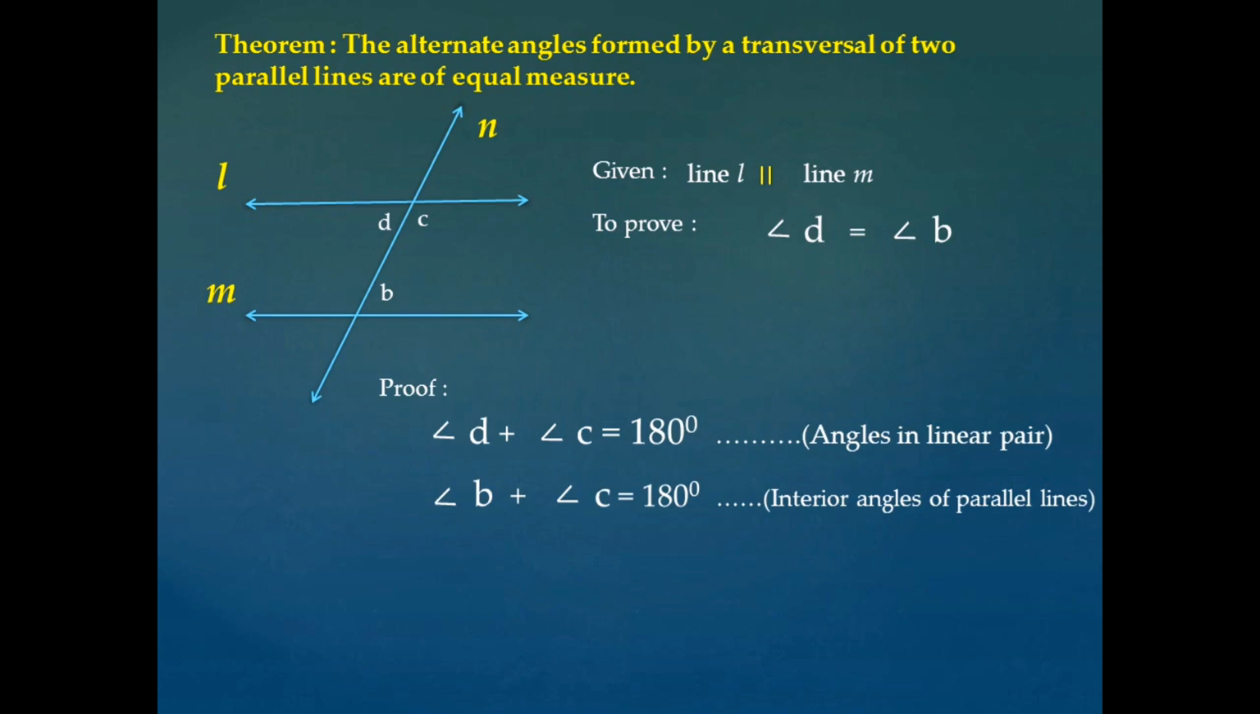So these are the two equations. From these two we can conclude, as the right hand sides are equal, so the left hand sides must be. That is, the left hand side of equation 1 is angle D plus angle C, which is equal to the left hand side of equation 2, that is angle B plus angle C. On both the sides we have angle C which will get cancelled to get angle D is equal to angle B, which are alternate angles of each other. So here also we have proved the theorem by using interior angles theorem.